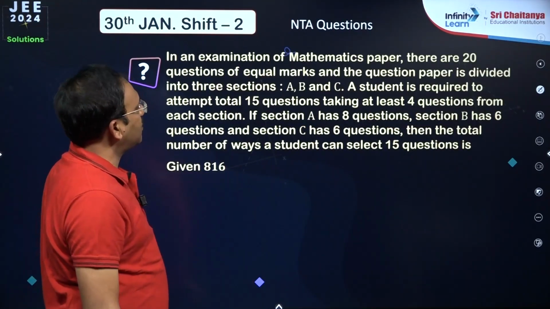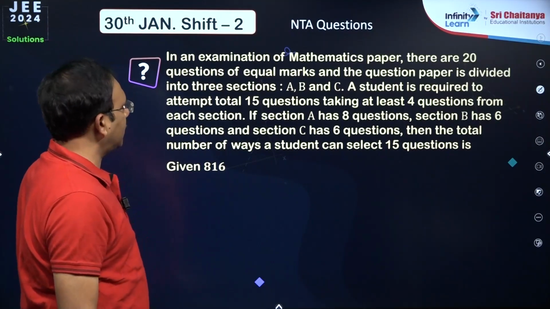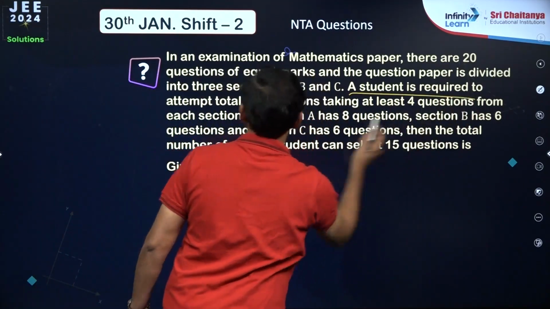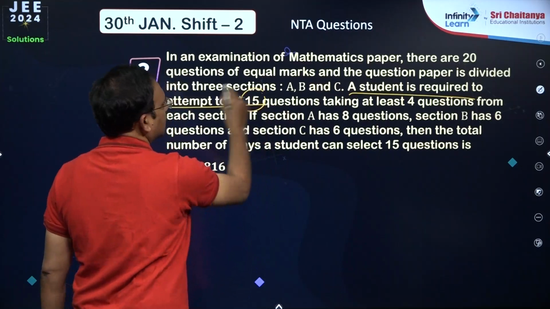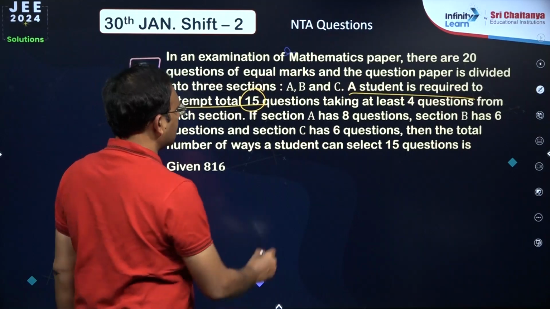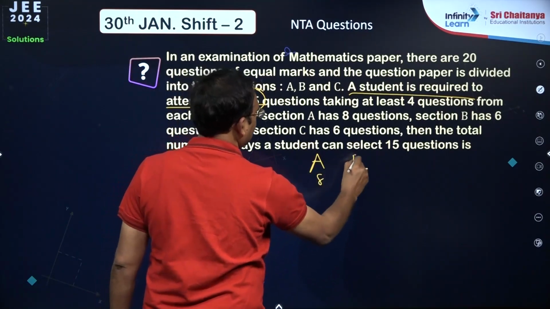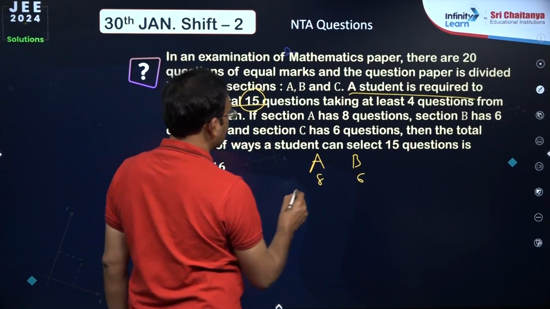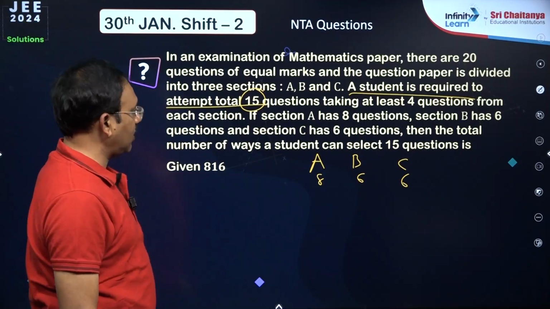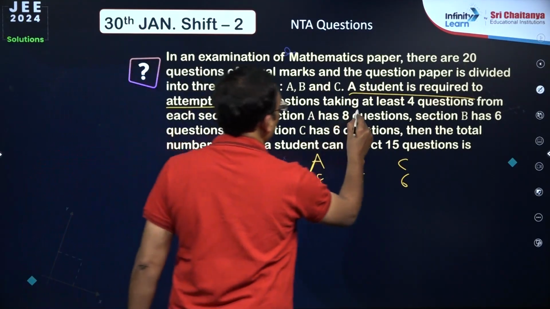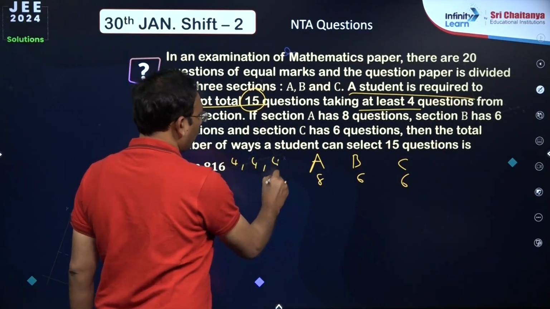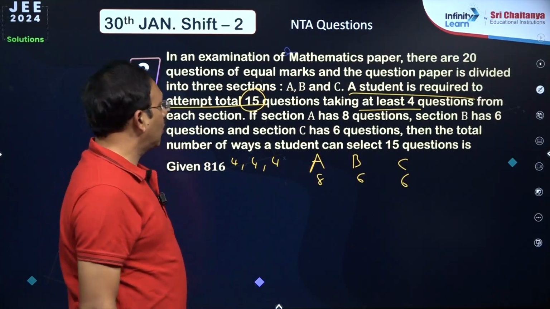The next: in an examination mathematics paper, there are 20 questions of equal marks, and the question paper is divided into 3 sets, A, B, C. A student is required to attempt a total of 15 questions, and at least 4 questions from each section. Section A has 8 questions, section B has 6 questions, section C has 6 questions, right? Then find the total number of ways a student can select 15 questions, taking at least 4 questions from each section. Simple point, friends: at least 4 means if you select 4, 4, 4 from each, that is 12, and you are left with only 3 questions.